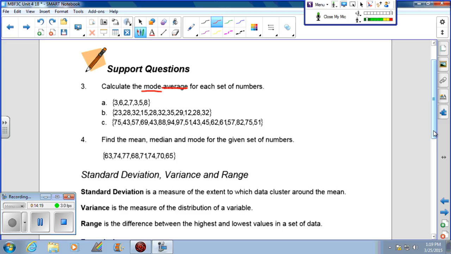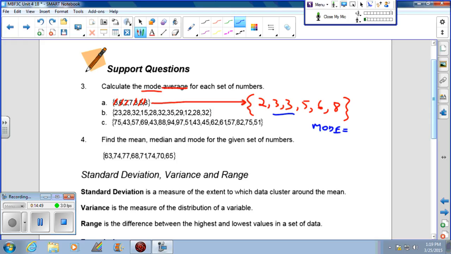So let's take a look at this one right here. Again, it's a little easier to just rank them. So 2, 3, 3 in numerical order, 2, 3, 3, and 5, 6, and 8. So there's our list in numerical order, and I can see that we have just one repeated value, which is 3. So in this case, the mode is 3.